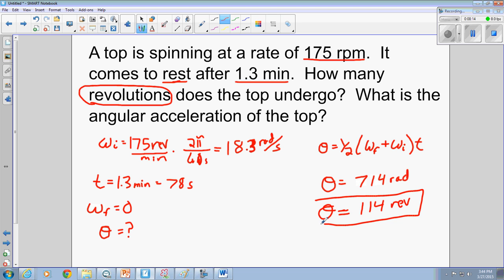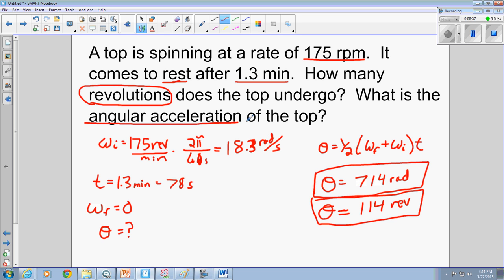So that's really the answer. That would be the answer in the correct units. They want to know revolutions. Could you have solved this by not converting? Sure, absolutely. That would have been simple. But you would have had to convert anyway to figure out the angular acceleration of the top.